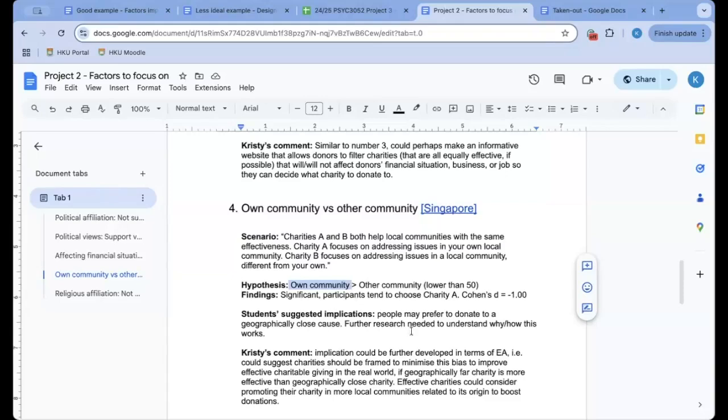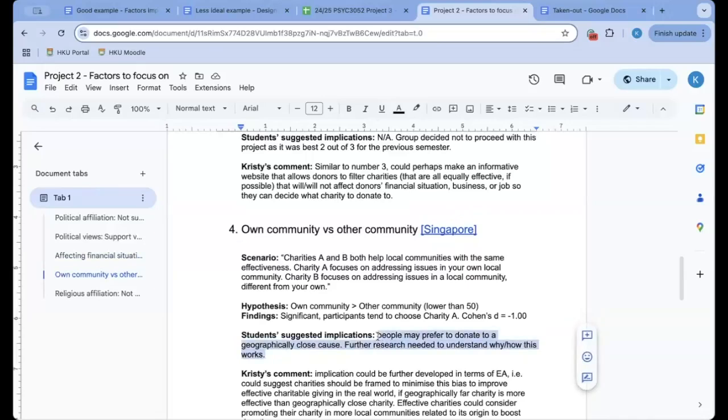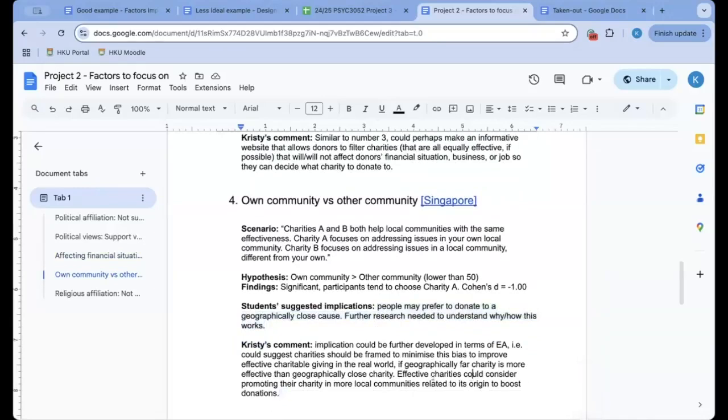The students suggested implications that people may prefer to donate to a geographically close cause, and further research is needed to understand why or how this works. I was thinking that they could further build on their implications by perhaps saying, as indicated here, that charities could consider promoting their charity in more local communities related to its origin to boost donations, as people prefer their own local community over a local community that is different from their own.